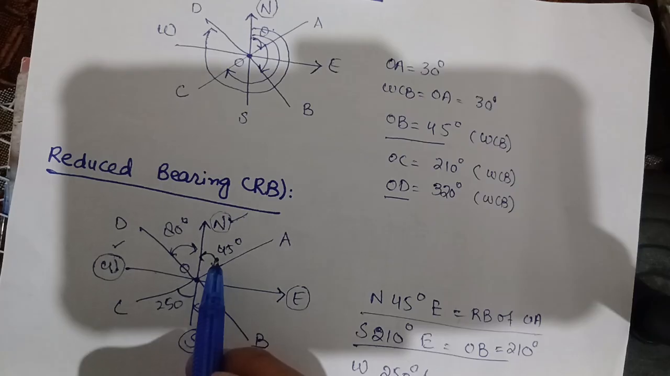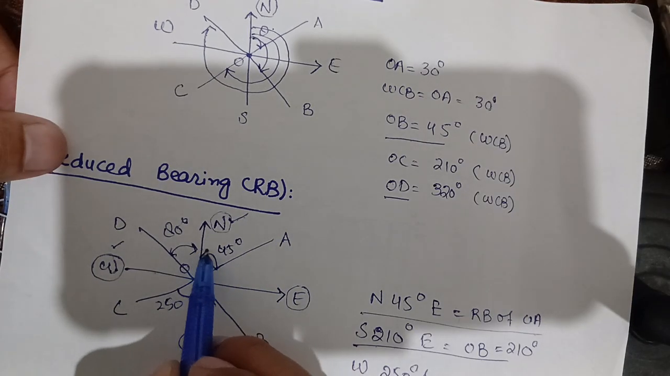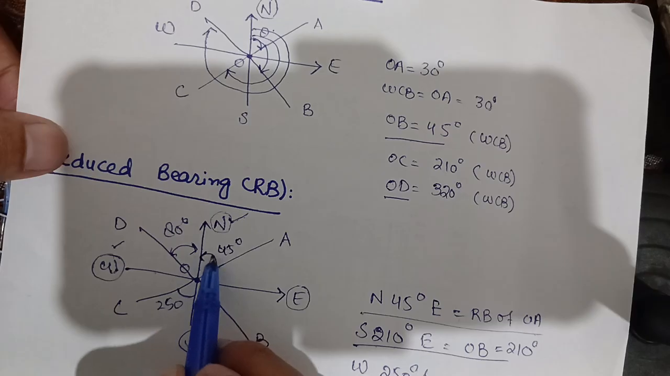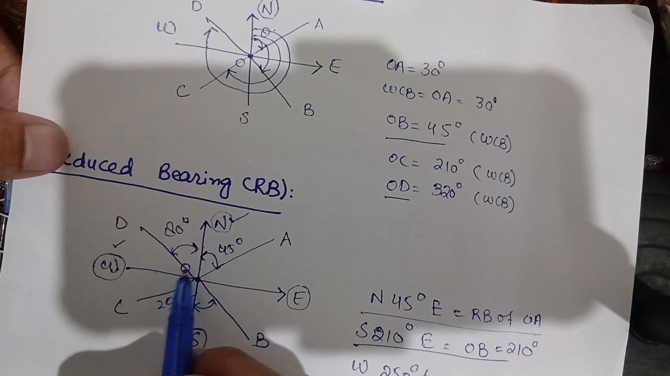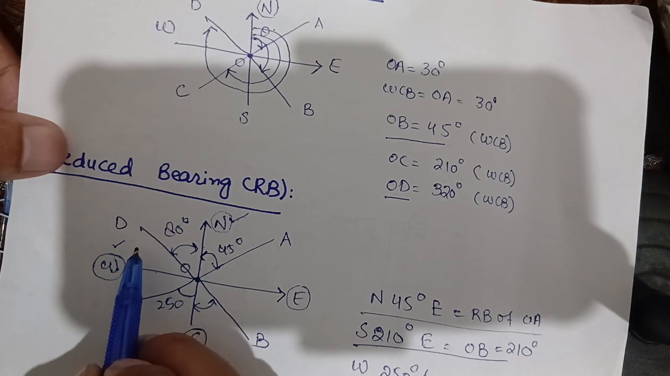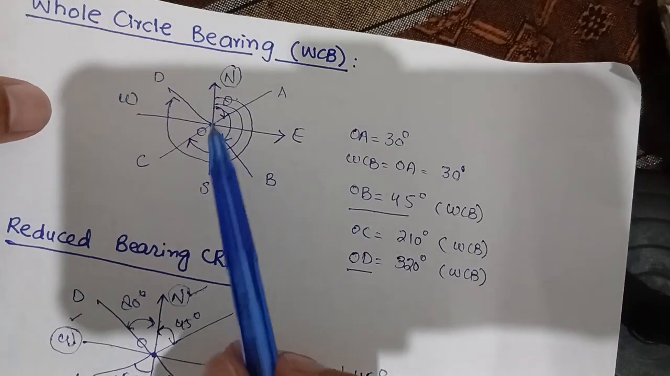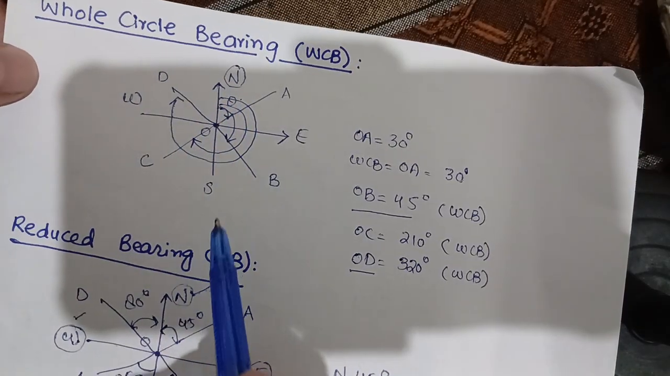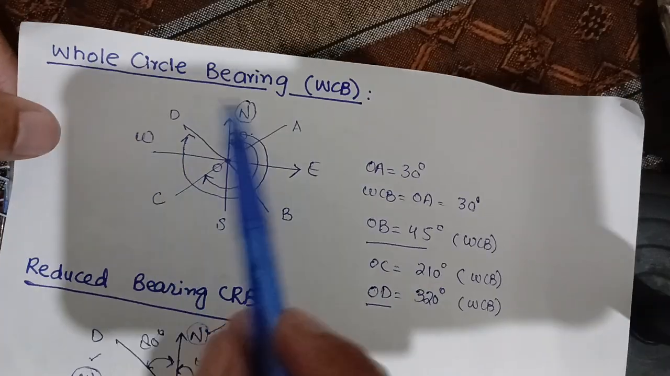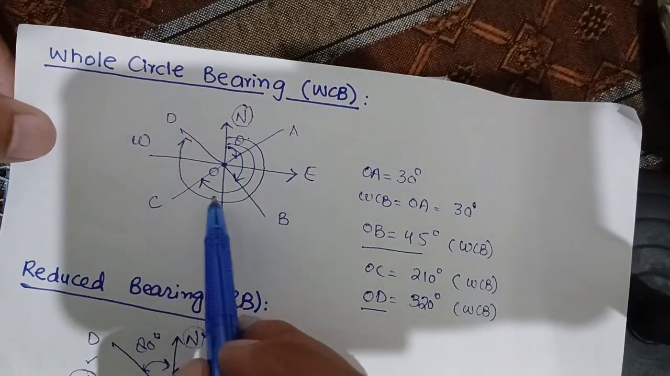Similarly, if the line OA is in the first quadrant, the angle will be measured in clockwise direction from north pole to this line, so this is the reduced bearing. Similarly, same is the case for OD. So this is the way to differentiate between both whole circle bearing and the reduced bearing. In whole circle bearing, what we did, we measured the angle with respect to only north pole.